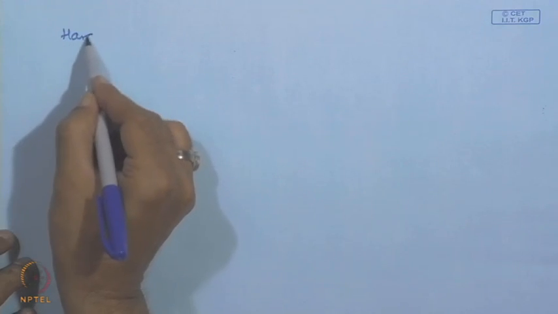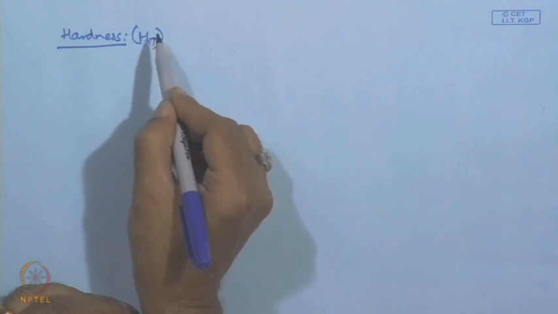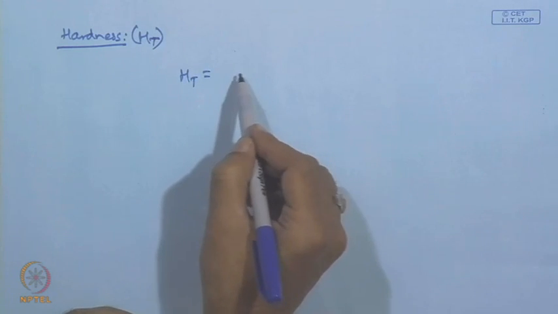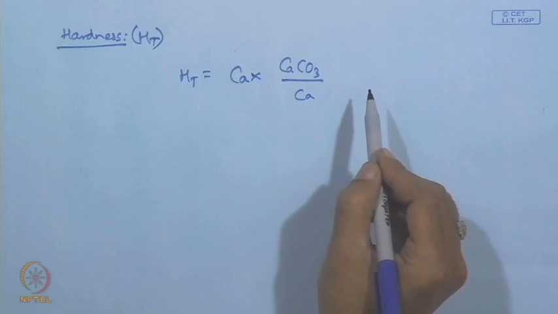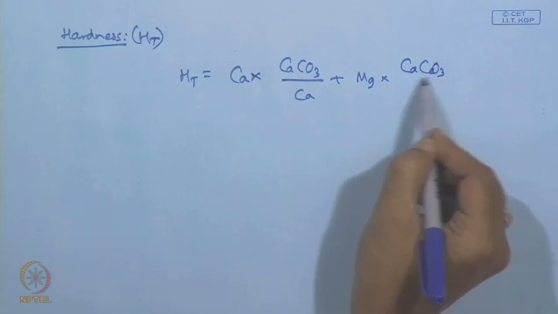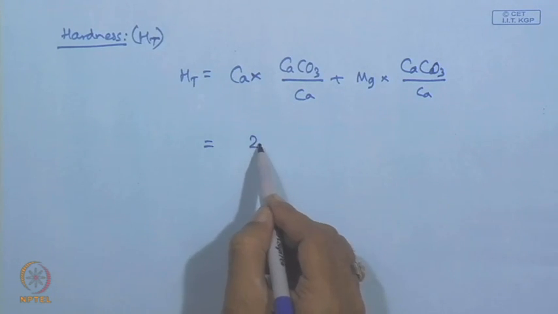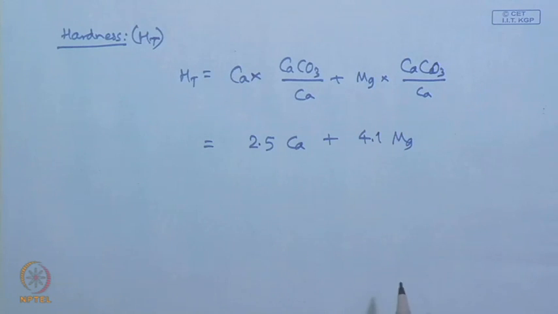And then lastly we come to the hardness. This hardness, abbreviated as HT, is expressed as calcium and magnesium hardness, and HT is equal to calcium multiplied by calcium carbonate plus the magnesium hardness, also multiplied by calcium carbonate, which is equal to 2.5 times the calcium hardness plus 4.1 times the magnesium hardness. So that will give the total hardness.